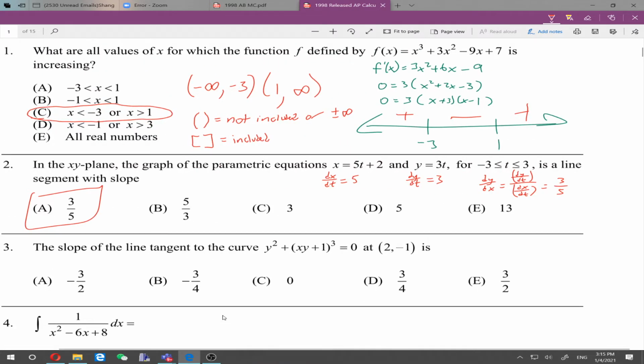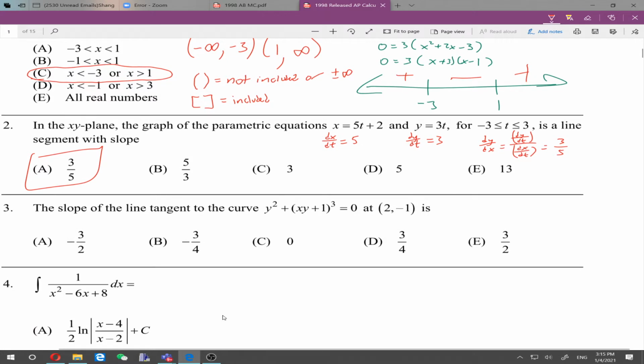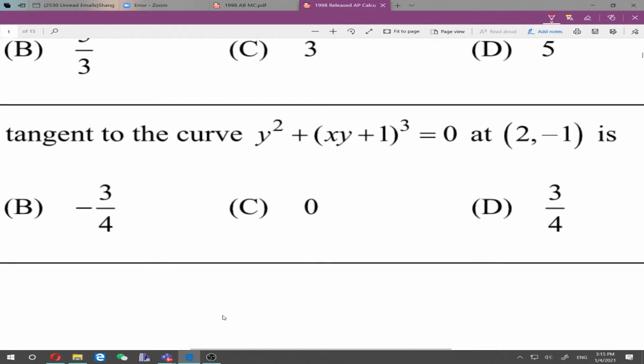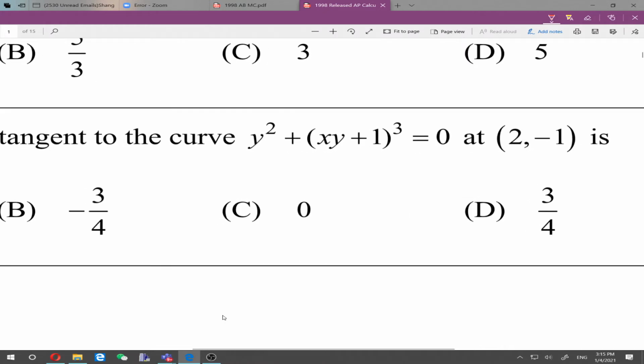That's good. Okay, for number 3, looking for the slope of the line that is tangent to the curve. So the slope of the line that is tangent to the curve is really just the derivative dy over dx. We do have a point, though, of 2, negative 1. So in order to solve this, what we're going to do is derive this equation implicitly, and then solve for dy over dx. So if I wanted to derive this in terms of x, what's going to happen?